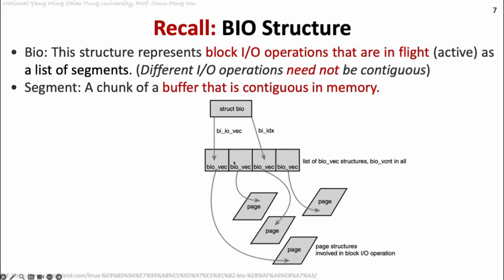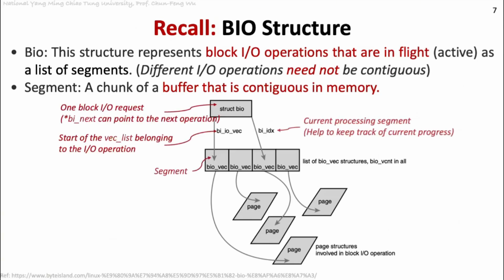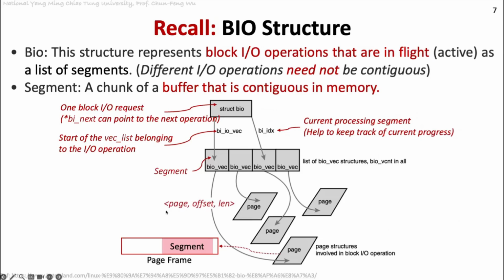The reason is this. For each BIO vector, you can think of each I/O operation as controlling the data on the page. So the segment can be larger than a page, or it can even be smaller than the page size. The question is how to find the position of the segment. For example, if the segment is in any place on this page frame, we need to record several things. The first one is which page it is, the second one is the offset, and the third one is the size of this segment.